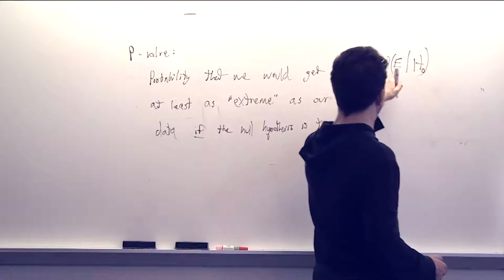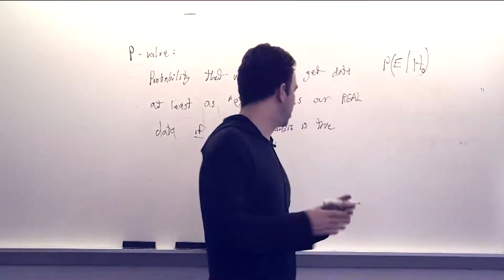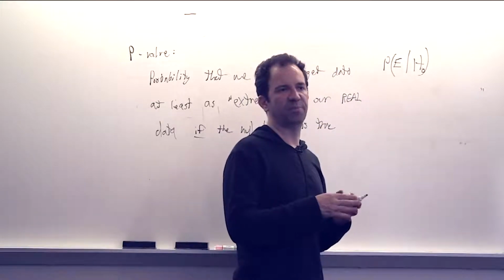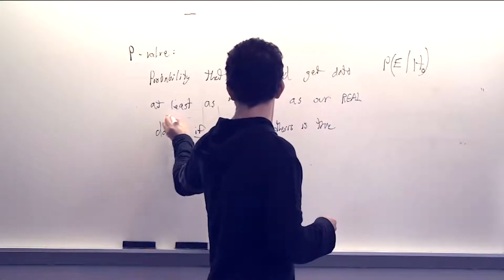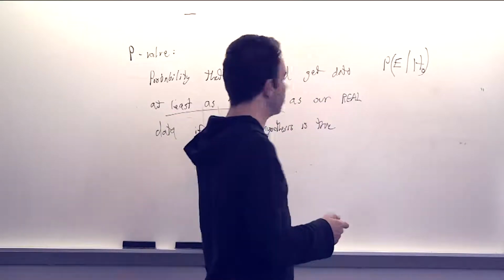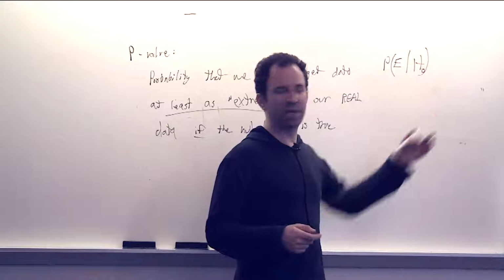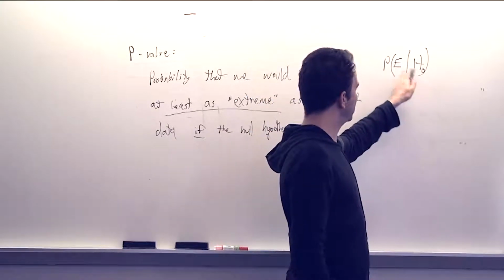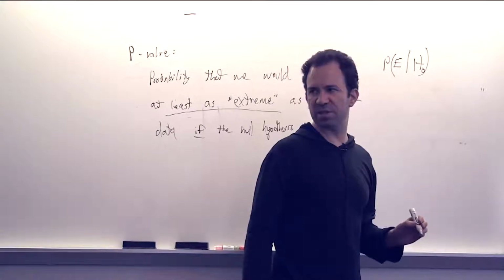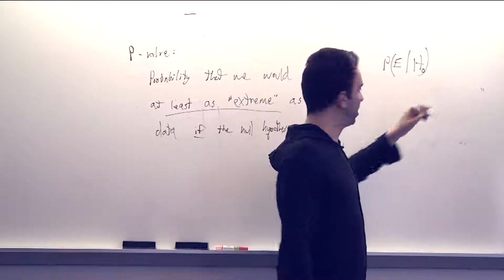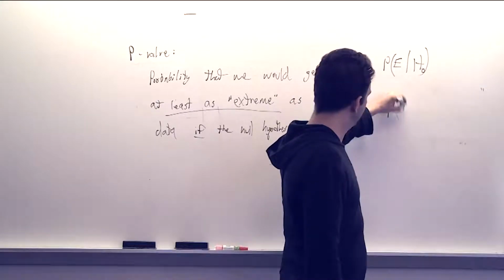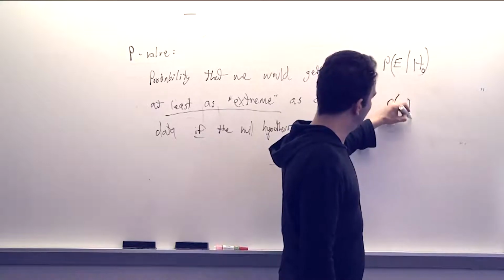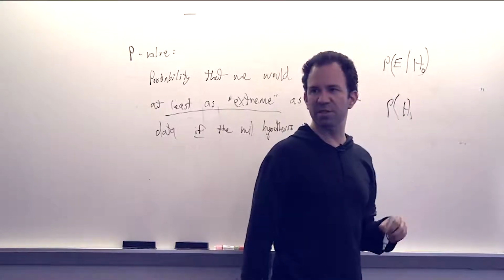This is not quite the p-value, because the p-value is at least as extreme, not equal to, but more than. This is kind of what we're doing with a p-value. We're saying, what is the probability of the evidence given the hypothesis, given the null hypothesis? What we really want is this: what is the probability of the hypothesis we care about?